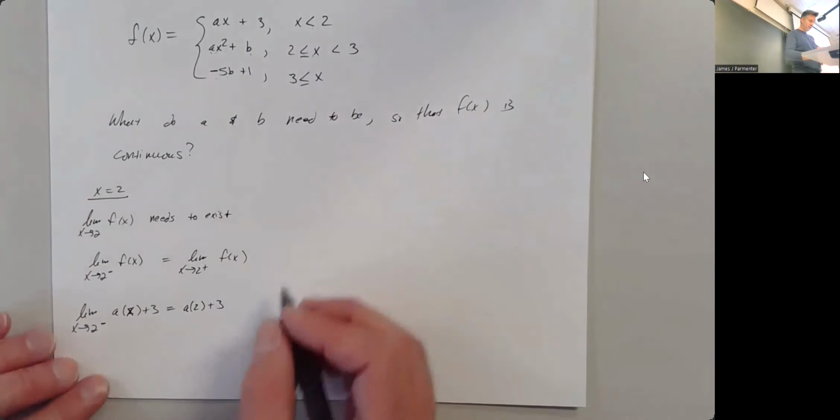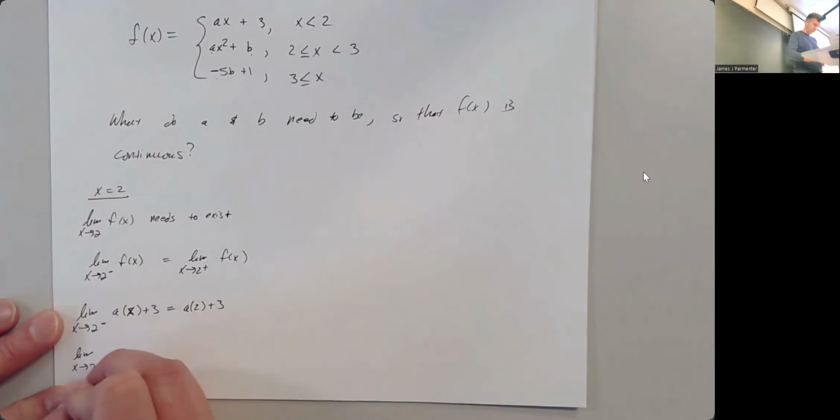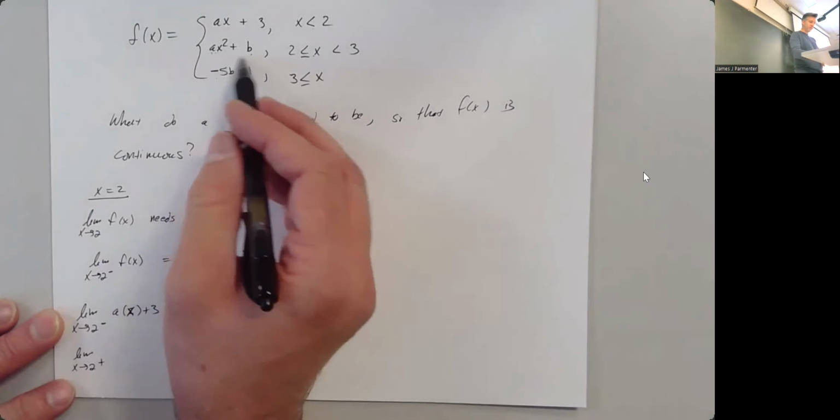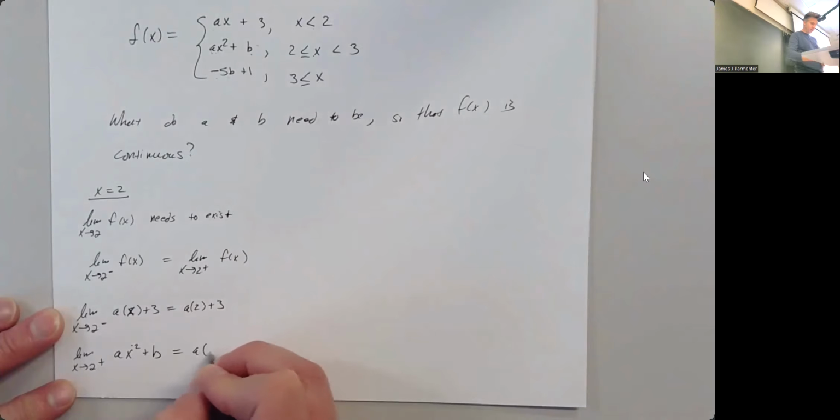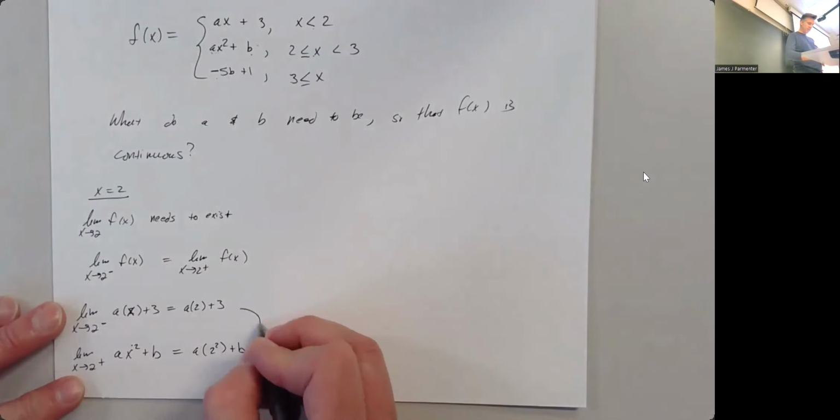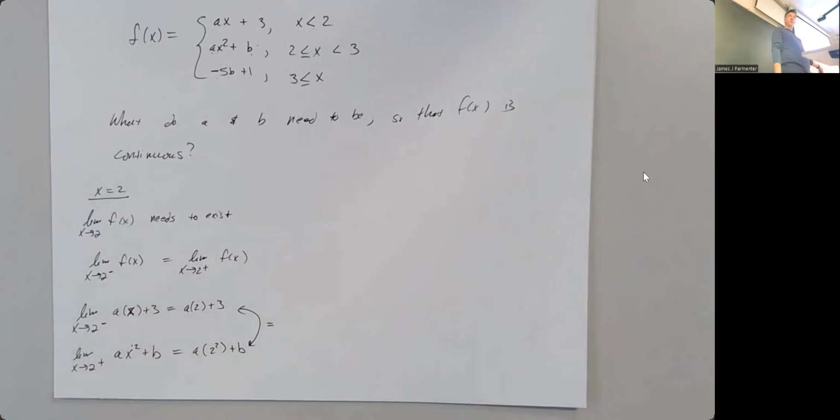On the other side, this should equal the limit as x approaches 2 from the right of f of x, which is going to be this middle piece right here. That's going to be the limit as x approaches 2 of a times x squared plus b. And that's going to equal a times 2 squared plus b. What we're saying is these pieces have to equal each other for the limit to exist. So the limit as x approaches 2 from the left and the limit as x approaches 2 from the right end up having the same value. Okay, now I've done this probably the longest way possible.